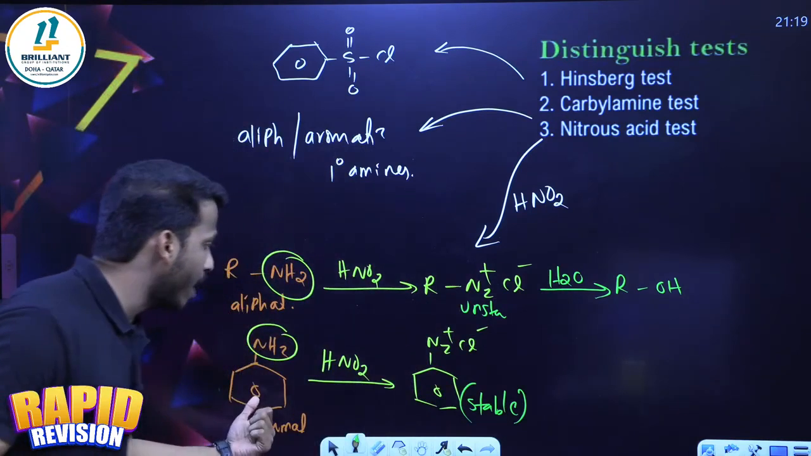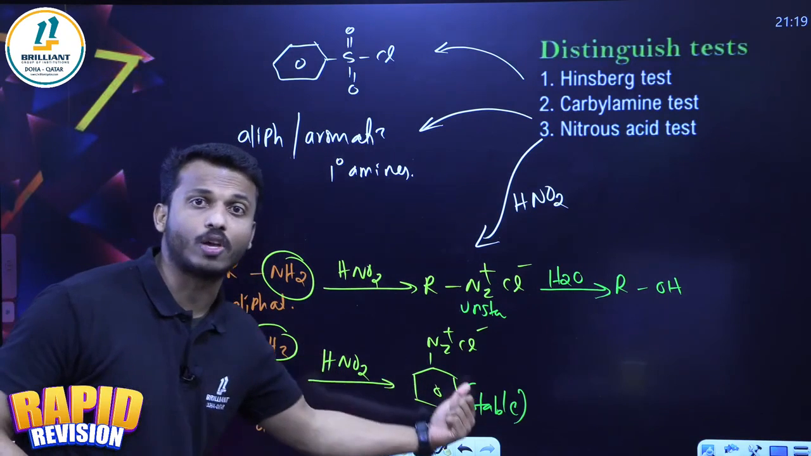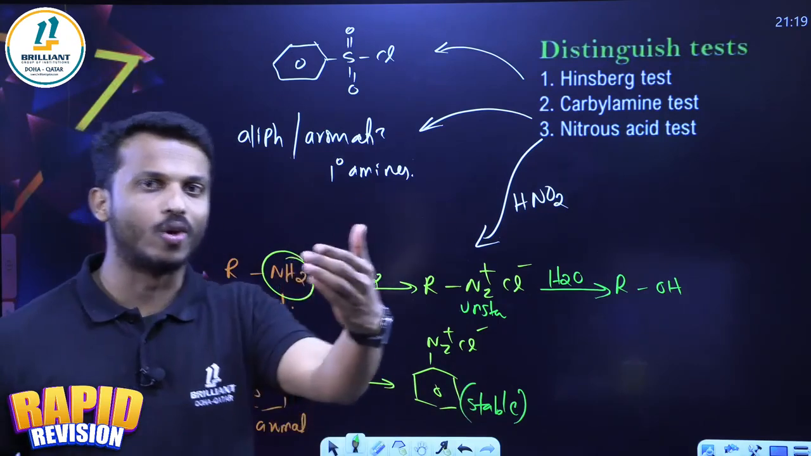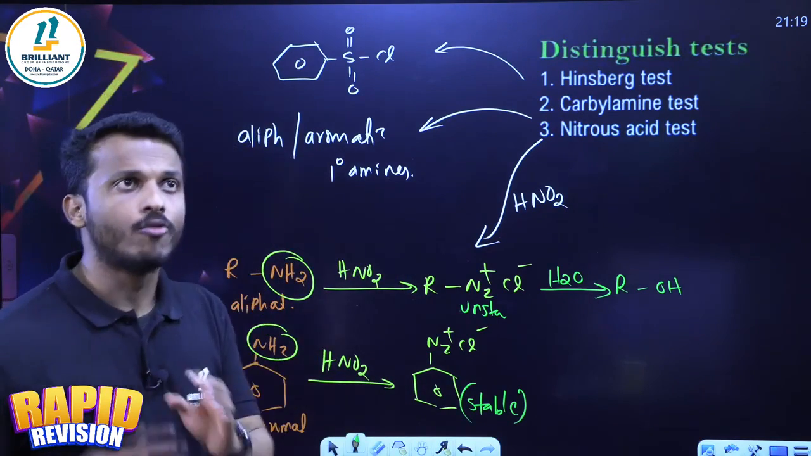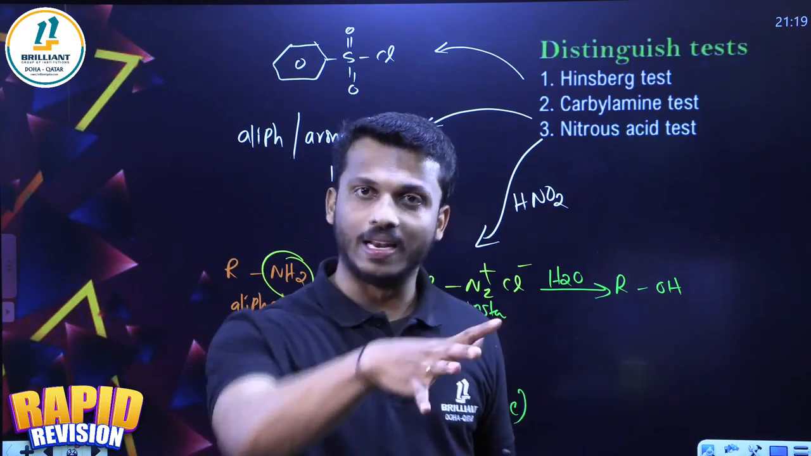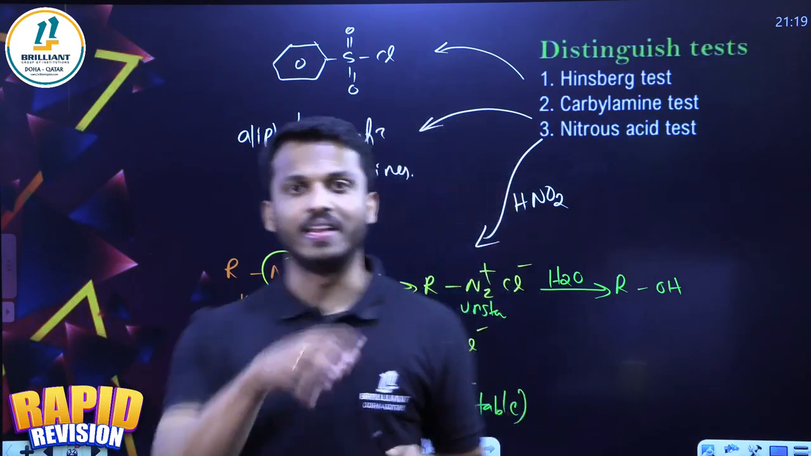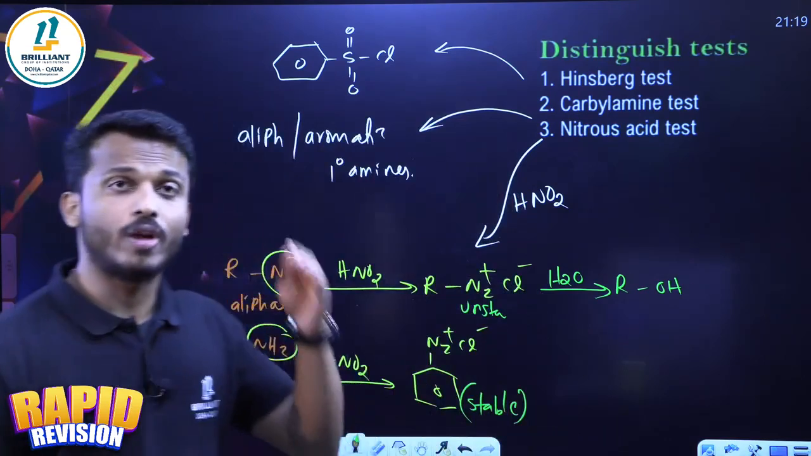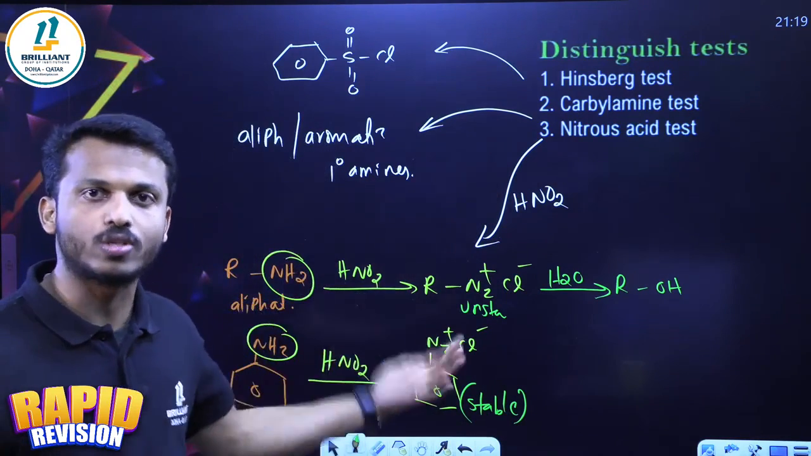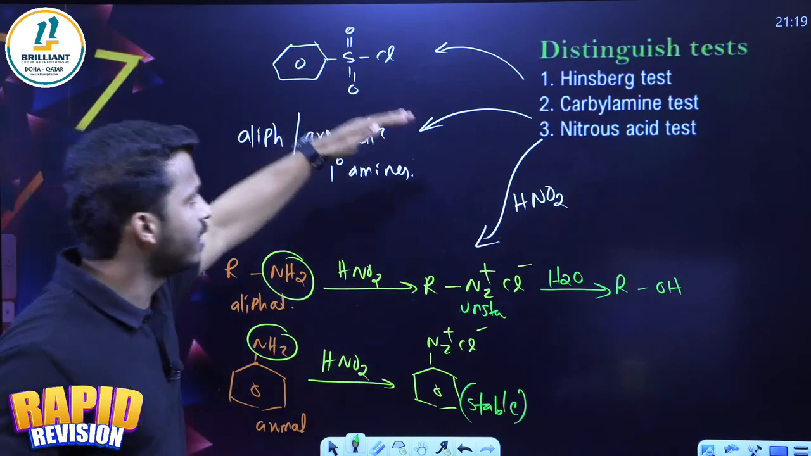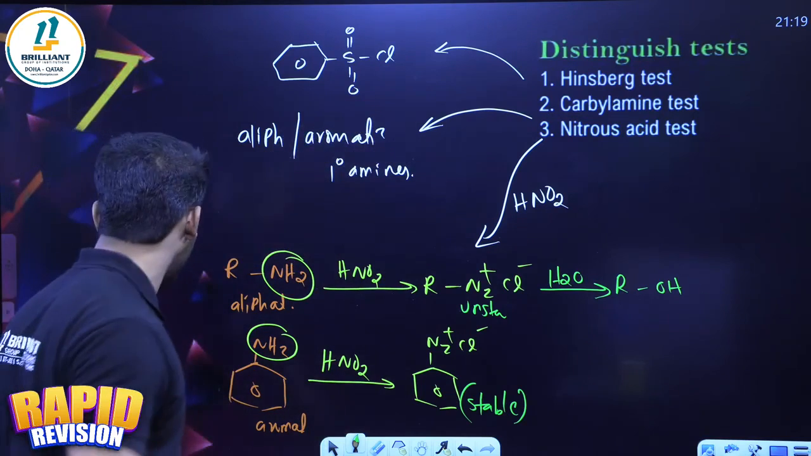Whereas an aromatic amine, when treated with nitrous acid, gives you a stable compound. It won't give you alcohol immediately. So the nitrous acid test is to distinguish between them. For example, ethanamine and aniline, how can you distinguish? Ethanamine is aliphatic and aniline is aromatic, so we can use the nitrous acid test. So dear all, these are the main three distinguishing tests in the chapter amines.